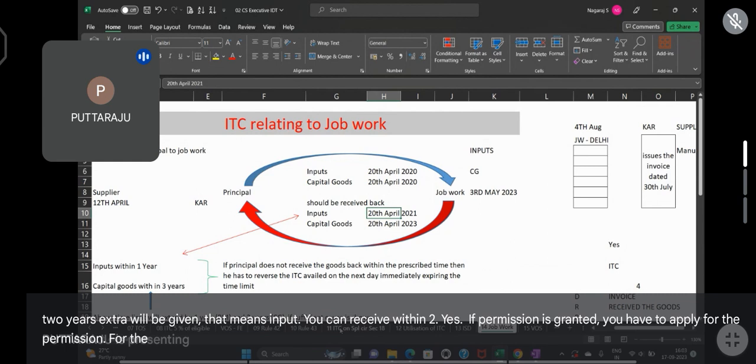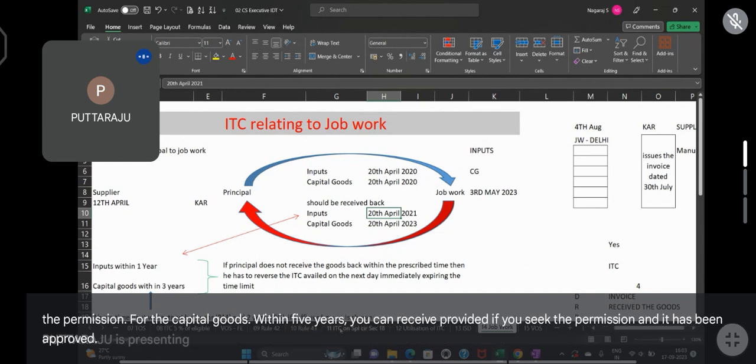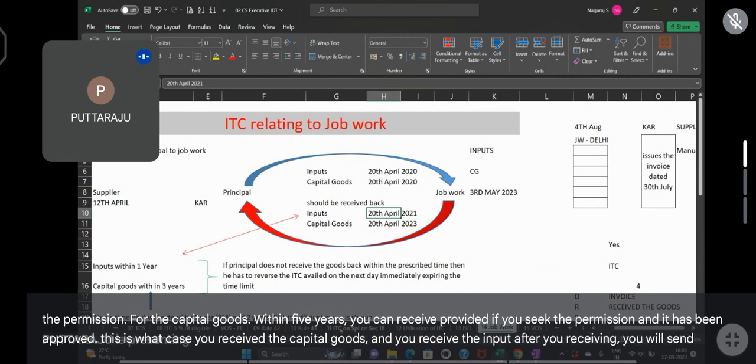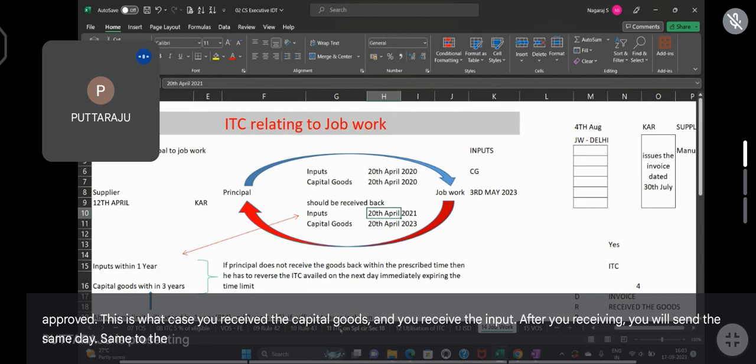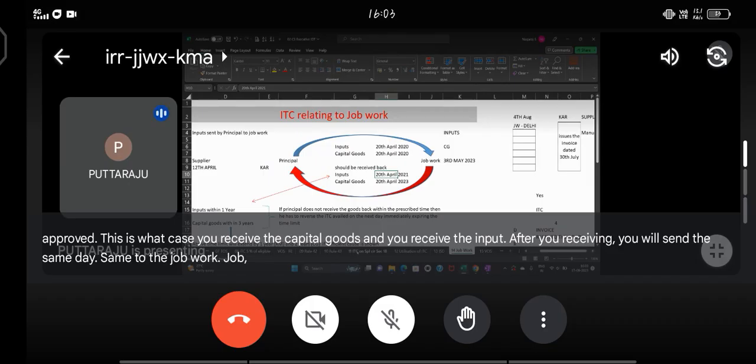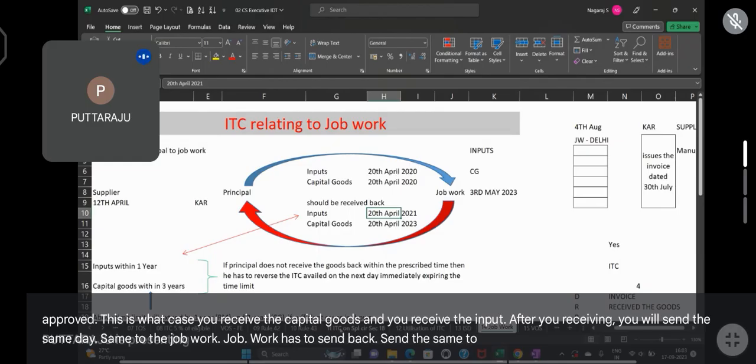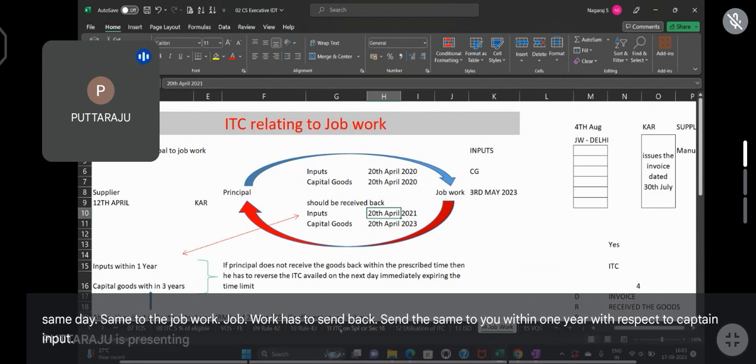For the capital goods, within 5 years you can receive, provided if you seek the permission and it has been approved. This is what case you receive the capital goods and you receive the input. After you receiving, you will send the same to the job work. Job work has to send the same to you within 1 year with respect to input, within 3 years with respect to capital goods.